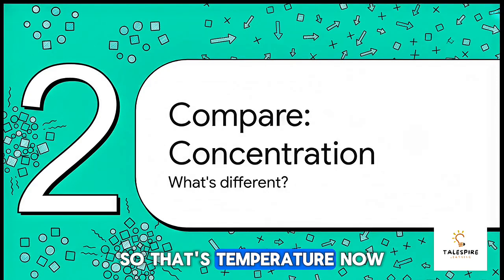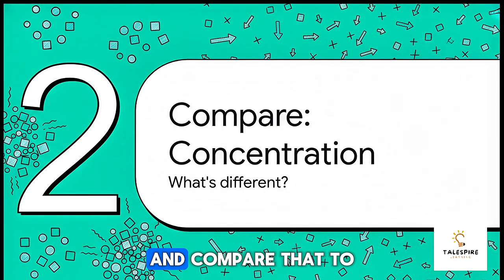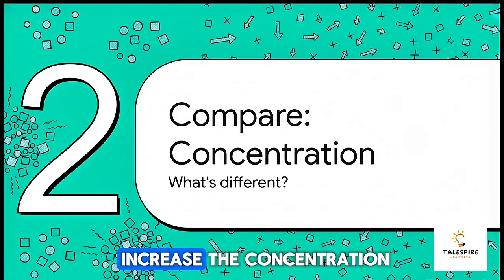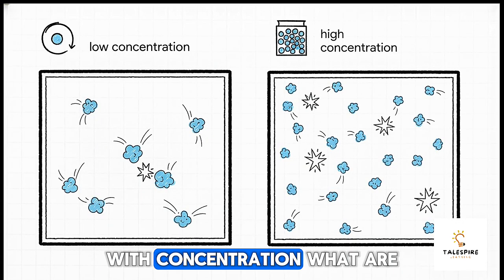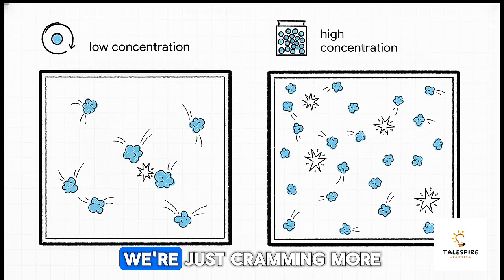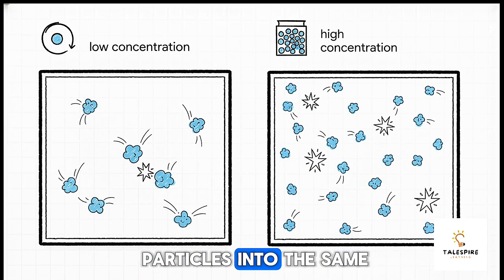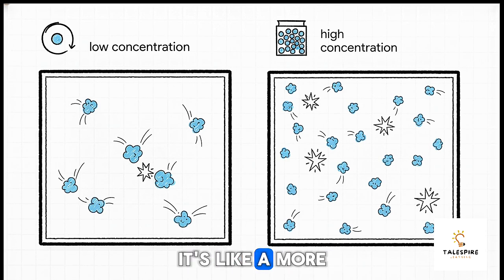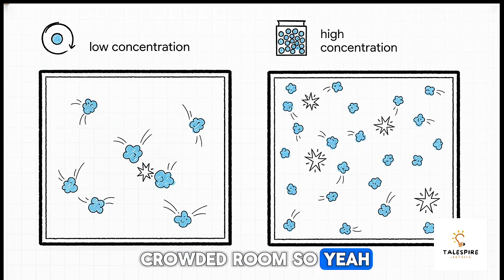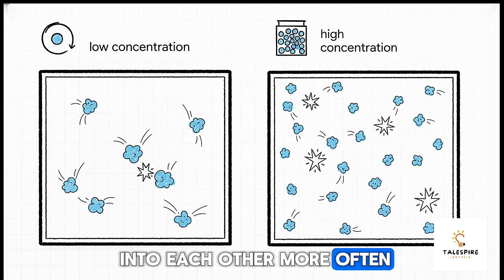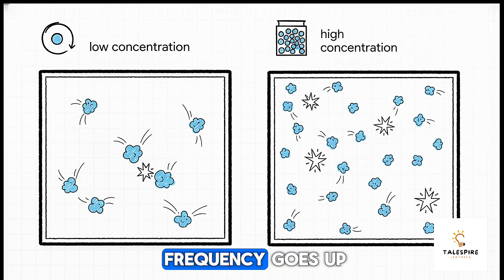Okay, so that's temperature. Now let's switch gears and compare that to what happens when we increase the concentration. With concentration, what are we doing? We're just cramming more particles into the same amount of space. It's like a more crowded room. So yeah, particles are going to bump into each other more often, for sure. The collision frequency goes up.